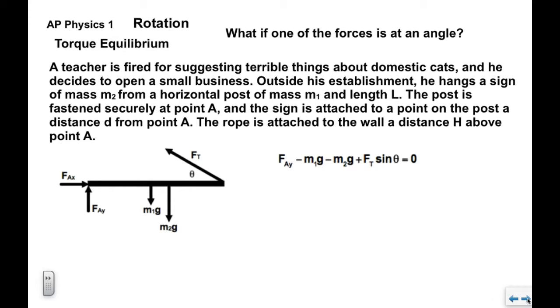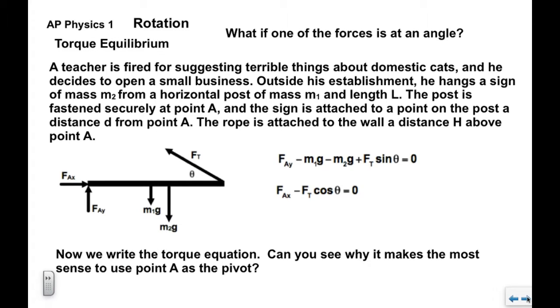So now the first thing we need is a y direction force equation. We have Fay vertically upward. We've got m1g and m2g terms down, and then the y component of Ft, which is upward, so Ft sine theta. Ups are positive, downs are negative, and of course they equal 0 because the object isn't accelerating. The x direction force equation is a little bit easier. Fax is to the right, Ftx is to the left, the x component, Ft cosine theta. Again, they equal 0 because it's not accelerating.